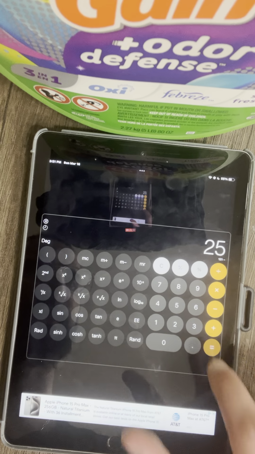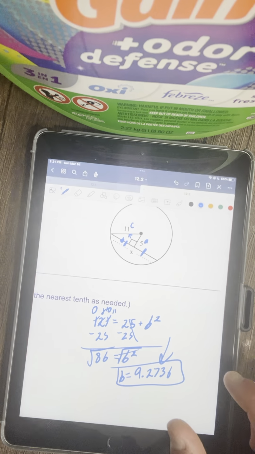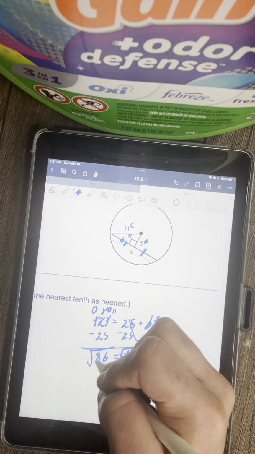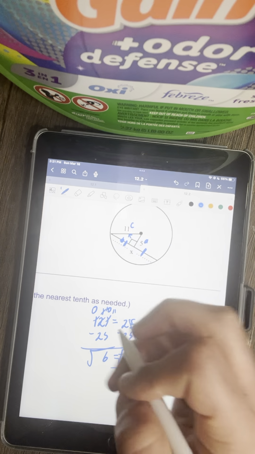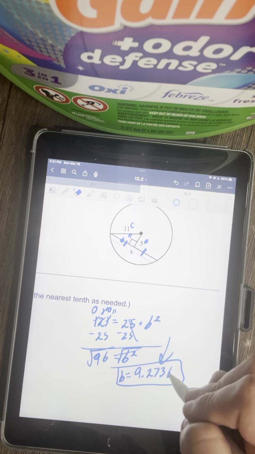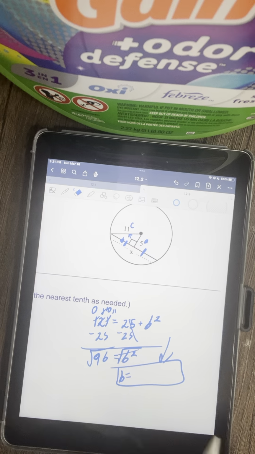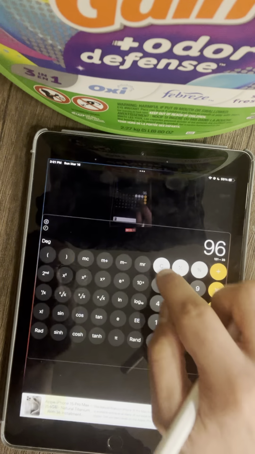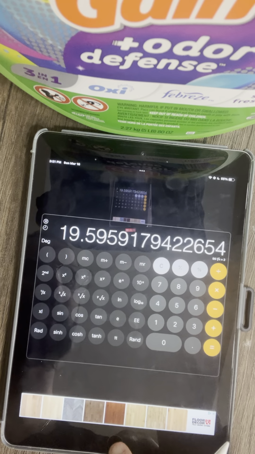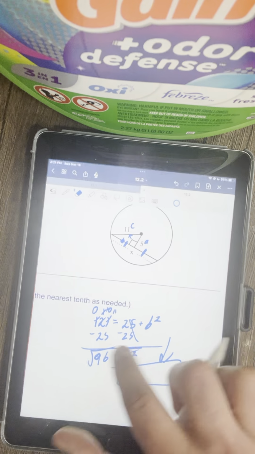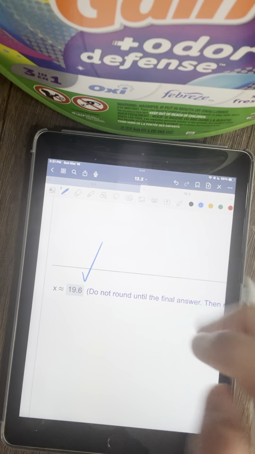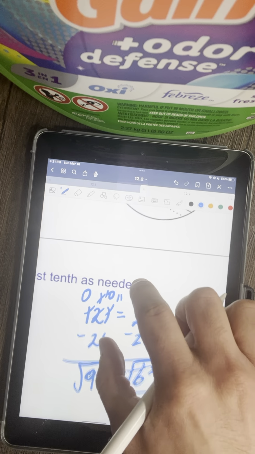121 minus 25. Oh, I put 86. Okay. You guys are probably screaming, "Oh, you got it wrong, bro. You can't even subtract." All right, so let's do 96. 96 square root, and I know I need to multiply it by 2, so I get 19.6. There you go. 19.6. Perfect. So you see, we all make mistakes. So if you have your calculator, just use it.